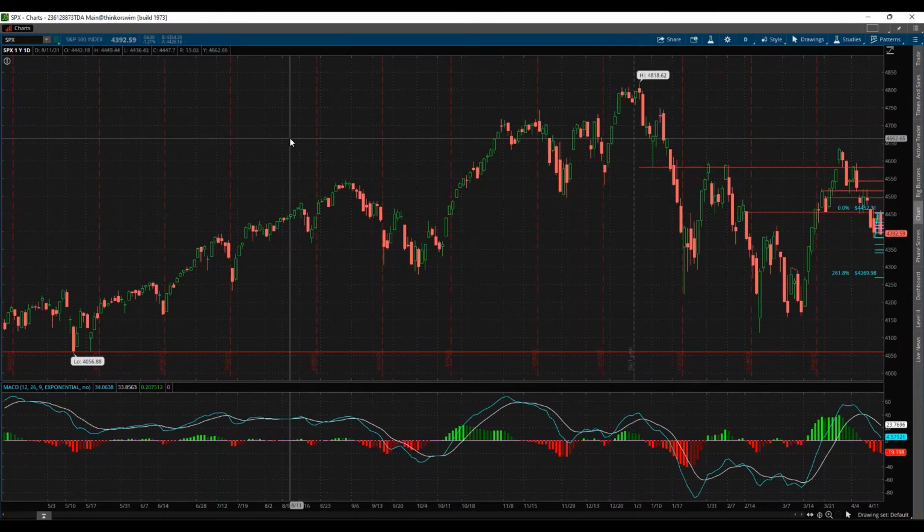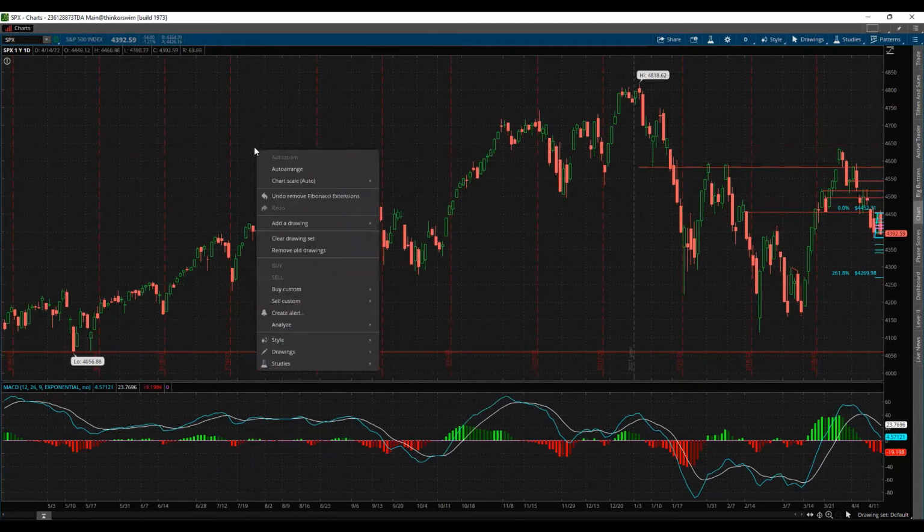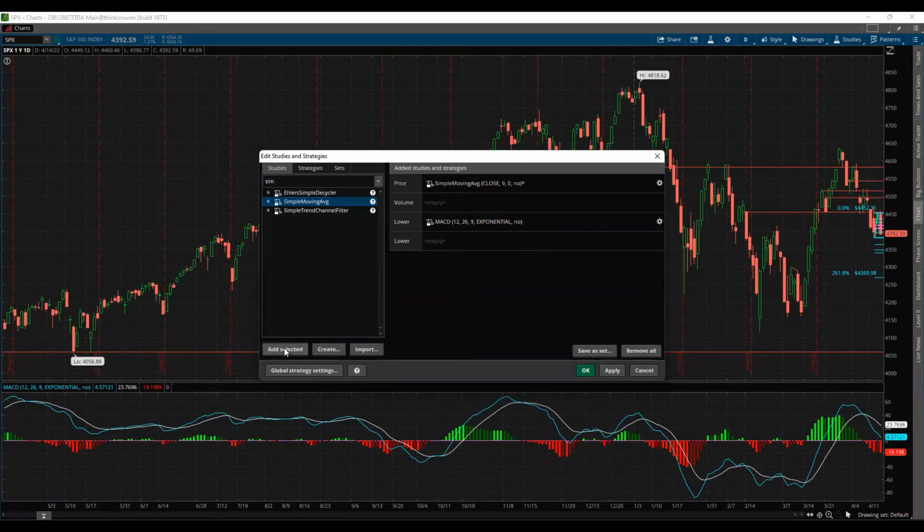Simple moving average, right? So let's discuss. That's what I said. In order to add the simple moving average, right-click again, go to studies, say edit studies, then say simple here. You see the simple moving average? Select it, add it. Okay.